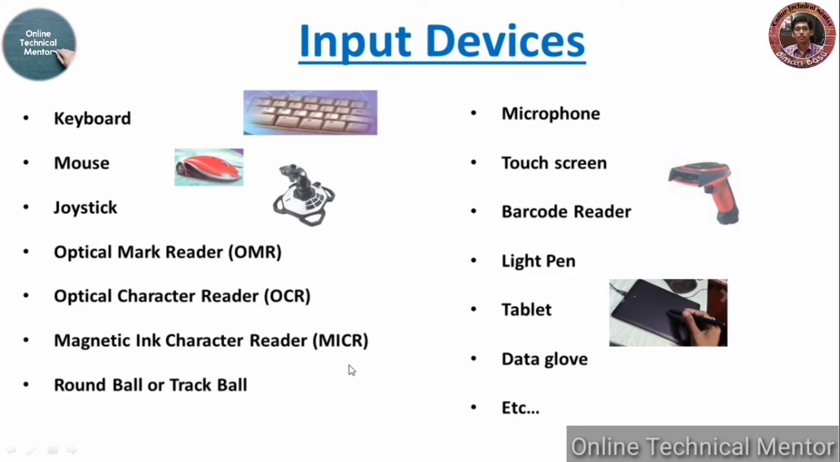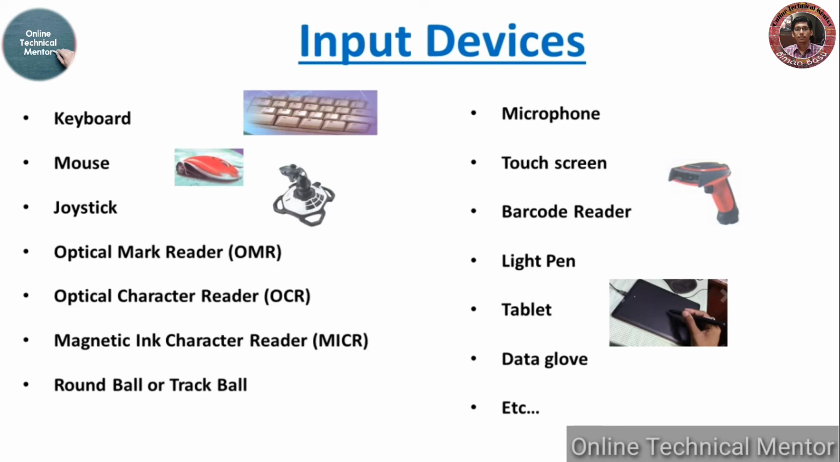Next, magnetic ink character reader. MICR is widely used by banks to process large volumes of checks and deposit forms written every day. A special ink called magnetic ink is used to write characters on a check and deposit form which are to be processed by a MICR machine. It is capable of reading characters on a paper written with magnetic ink.